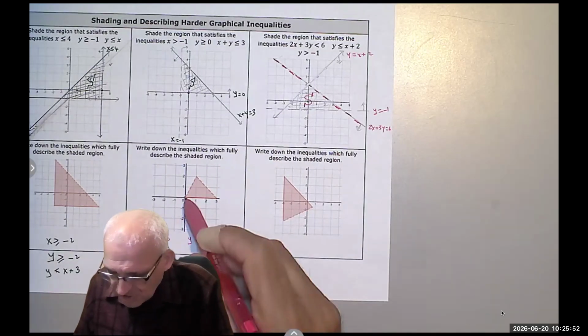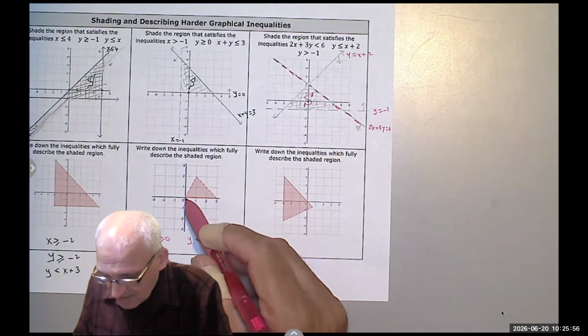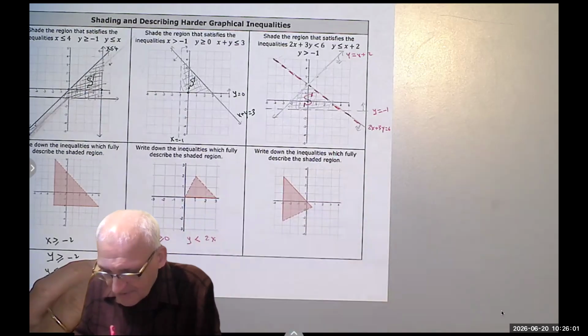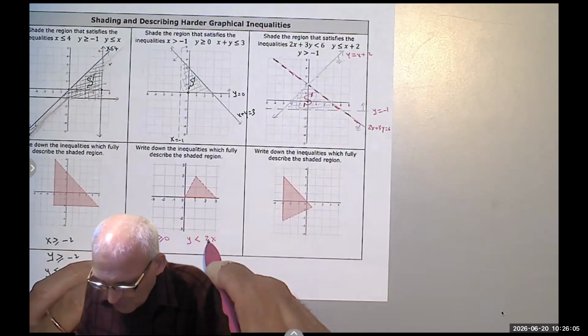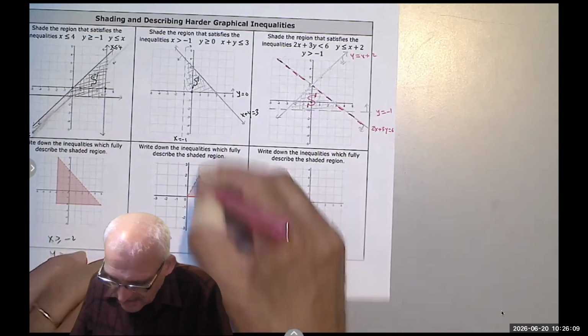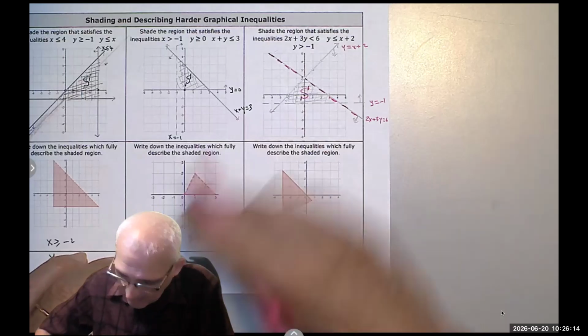Notice, I cannot check the origin because the origin doesn't tell me where I am. So you can pick 1 and 0, for example. If x is 1, you get 2 on the right-hand side. And if y is 0, you get 0 is less than 2. Yes, it is. So it's below this line. How about that line?